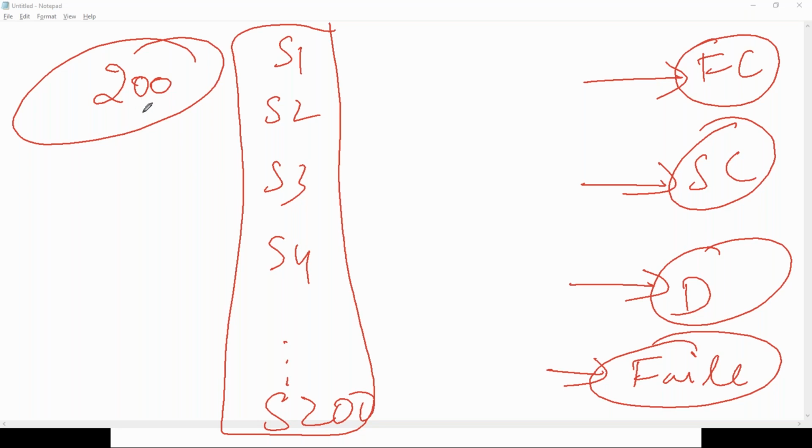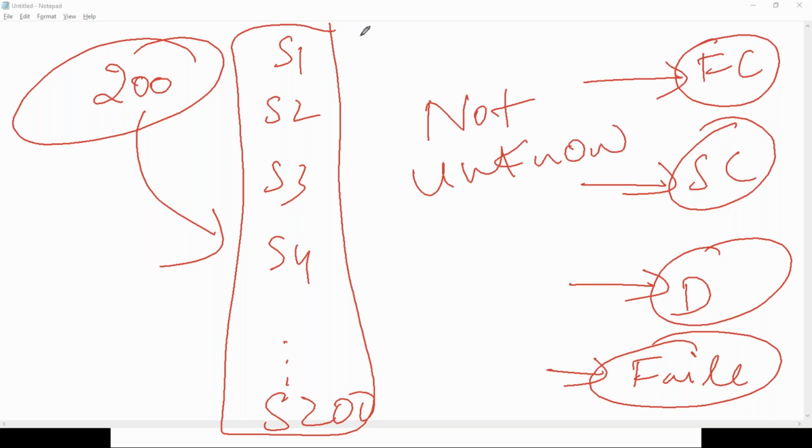By seeing this data, can you tell me which student has scored distinction? No, right? So your output is not known, or unknown. That is the reason it is called unsupervised learning.